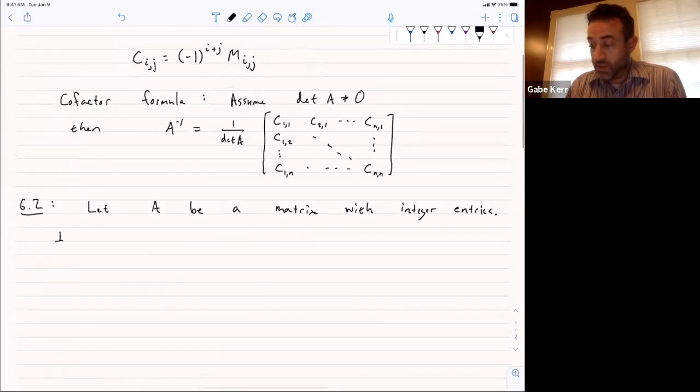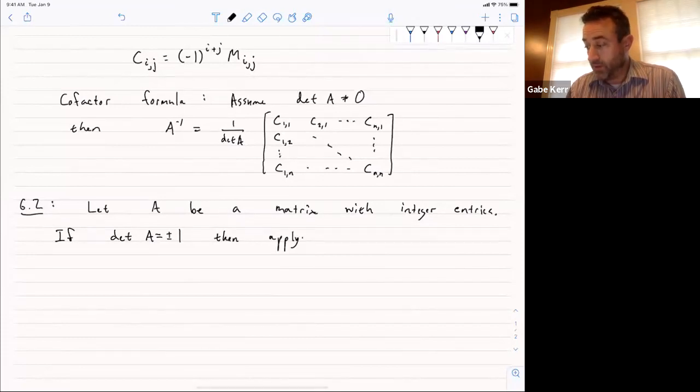Let's assume the determinant of A is equal to plus or minus 1. Then applying the cofactor formula gives that A inverse is equal to plus or minus basically the matrix of cofactors. Maybe the transpose, I don't know what we call the matrix of cofactors.